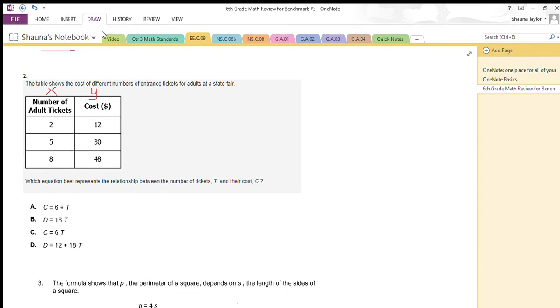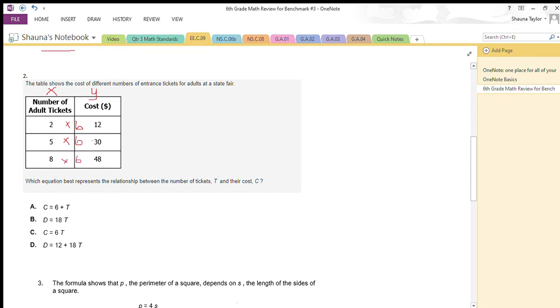So I'm going to take a look at this, and I'm going to see 2 to 12. I know if I times it by 6, I know that 2 times 6 is 12. I'm going to try it with the next one. 5 times 6 is 30. And the last one, 8 times 6 is 48. So those are all true statements.